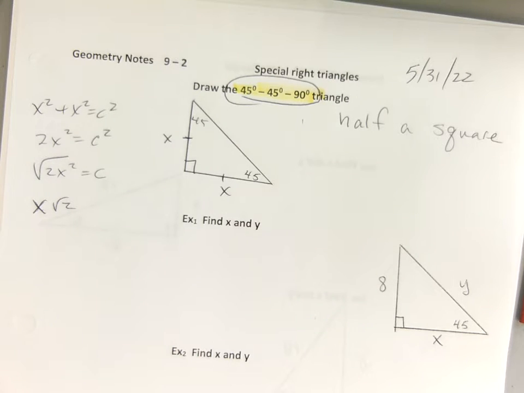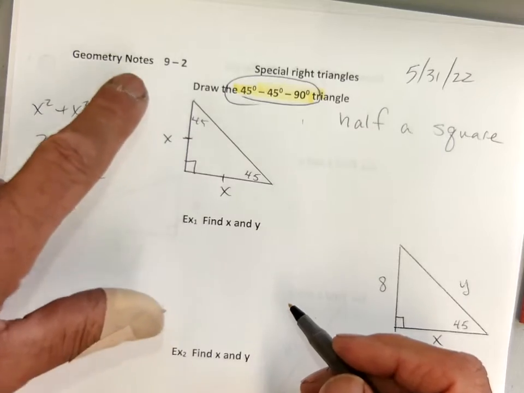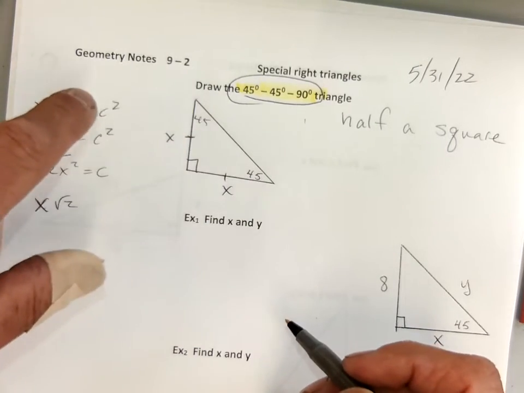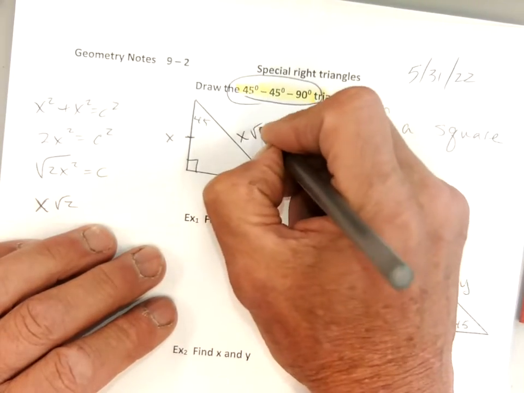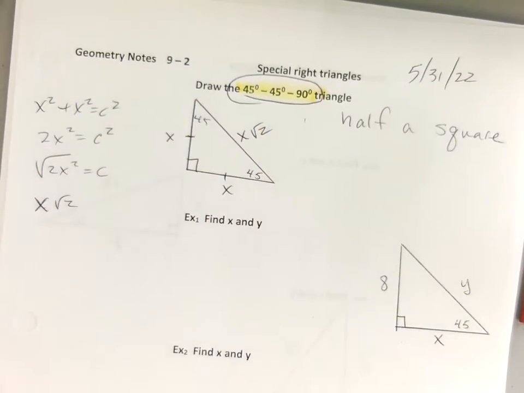But Tava, you're right. The Pythagorean theorem will work. But it's faster for me to know that if it's a 45, 45, 90, then the hypotenuse is just whatever these numbers are, times the square root of 2. It's just fast. That's all. It just saves us time.